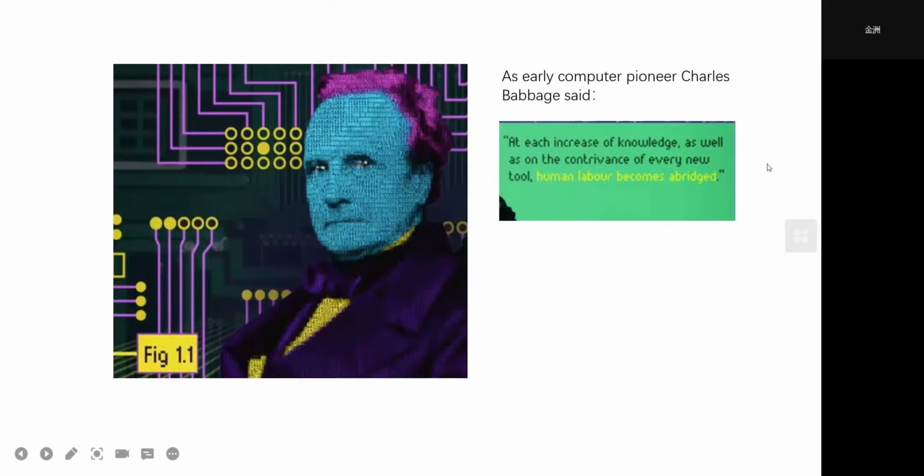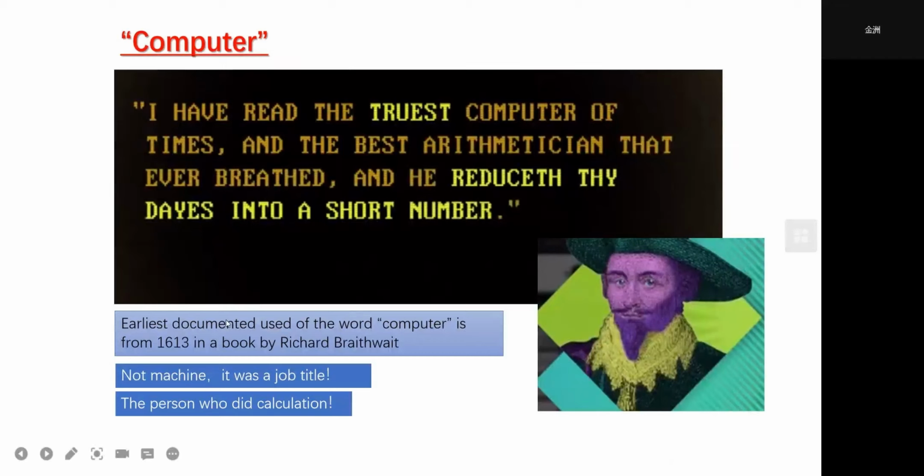As early computer pioneer Charles Babbage said, at each increase of knowledge, as well as on the contrivance of every new tool, human labor becomes abridged.